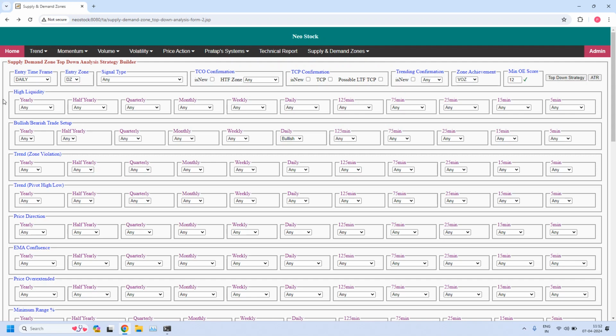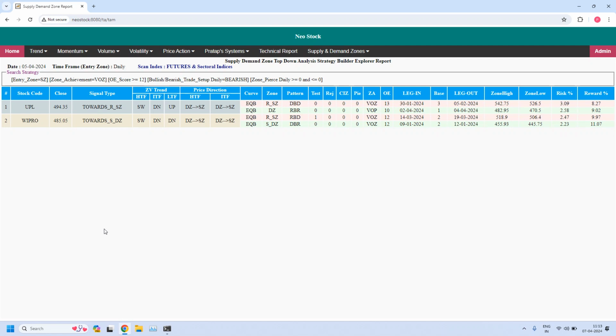Now I am going to generate the bearish trade setup for monthly income trade. So entry time frame is daily, monthly income trade. Because it is a bearish trade setup, entry zone should be supply zone. And also in bullish or bearish trade setup, in daily time frame, I am selecting the value bearish. And the remaining parameters are same: no pierced count, zone achievement should be VOZ, and minimum odd enhancer score 12, as we already selected in the previous screen. Now let me generate. So these two stocks are filtered. Currently 2 stocks are supporting bearish trade setup for monthly income trade.